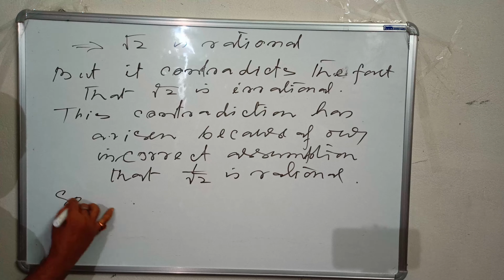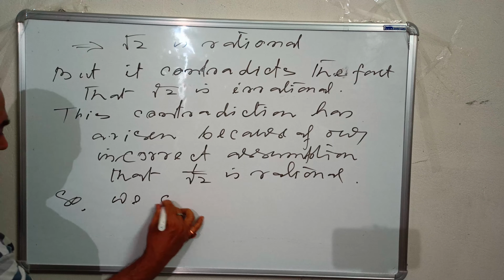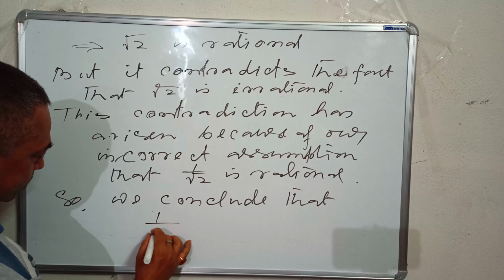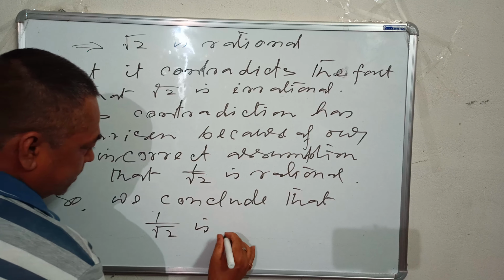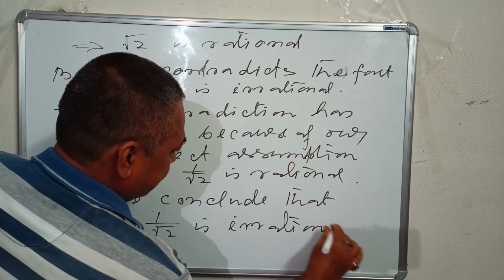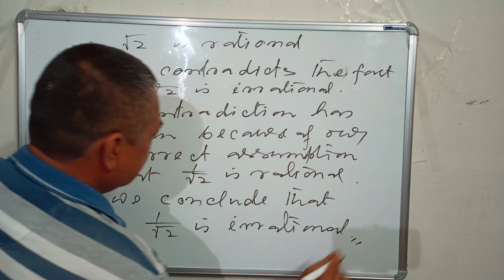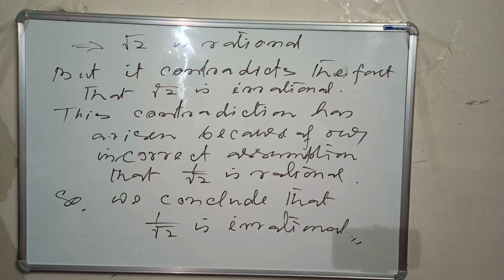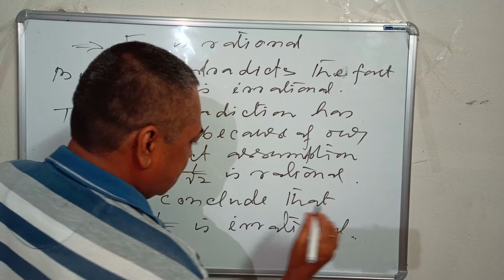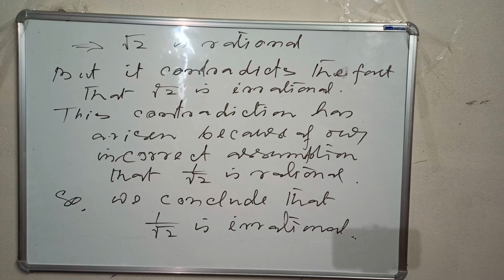So we conclude that this number, that is 1 by square root 2, is irrational. Okay? So that is shown. Okay, proved. As proved, we call also. This is not necessary. Okay, we can write proved.